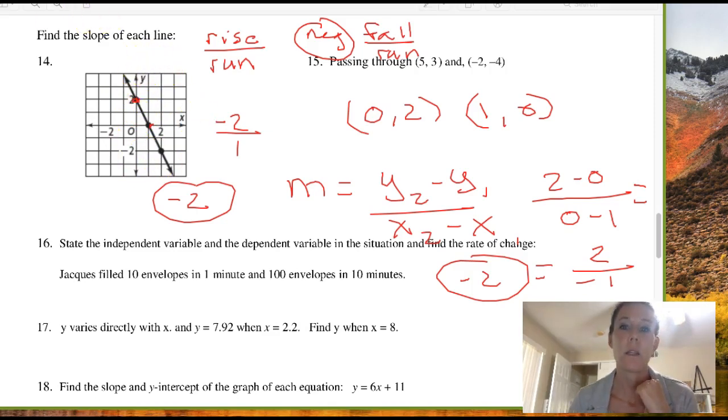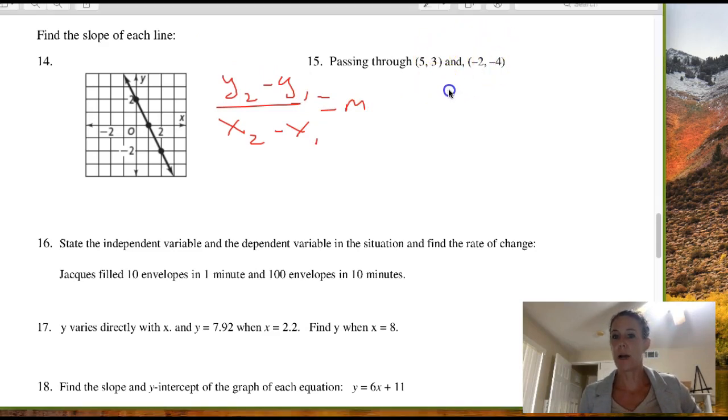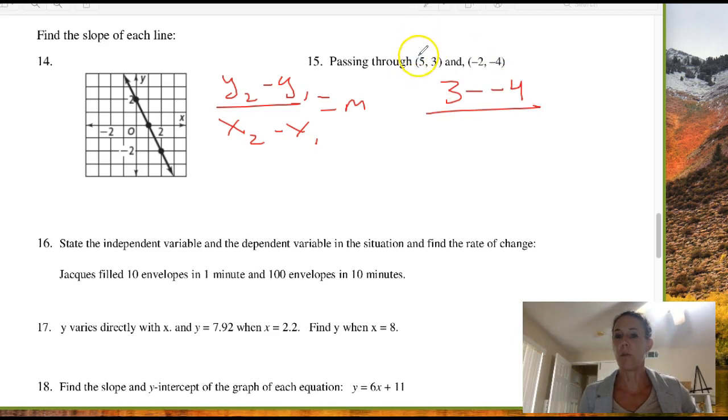All right, let's look at number 15. Okay, 15, just use the slope formula. y2 minus y1 over x2 minus x1. That is your slope. So I'm going to go y minus y, 3. 3 minus, and then this is a negative, so it's a double negative. Careful, those double negatives. And then x minus x. 5 minus, again, a double negative. Be careful. If you start here with your y's and you go y minus y, make sure you start here for the x's. x minus x.